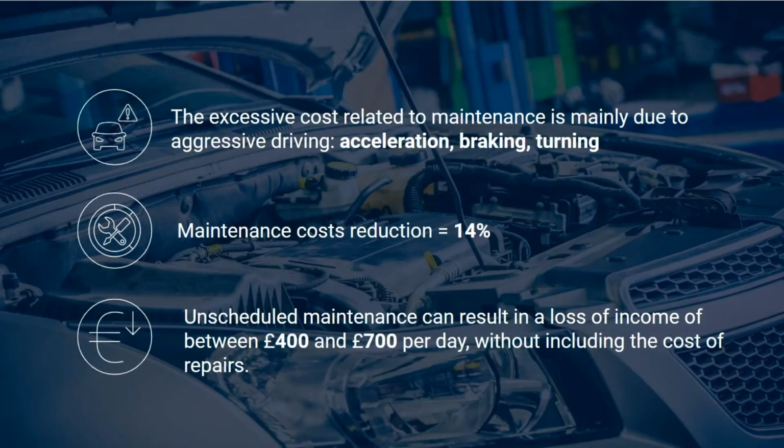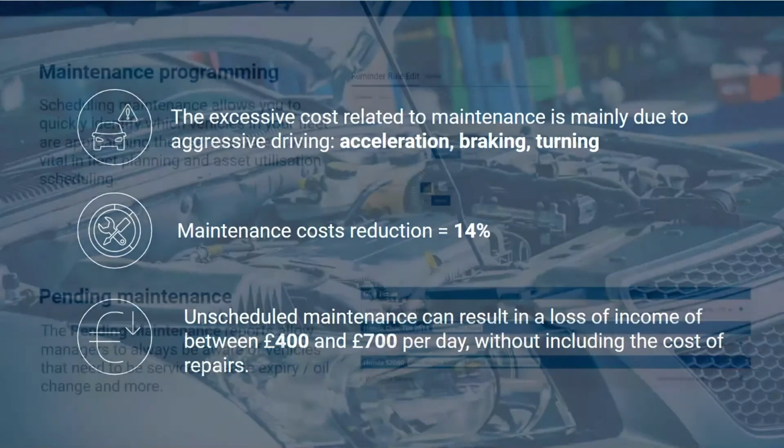So moving into maintenance, which is another area where we can find costs that we can control. In fact, maintenance was up to 14% in terms of cost control there. So for example, with unscheduled maintenance alone, we're estimating losses of between £400 and £700 per day without taking into account the cost of repair. So we're going to look now into two strategies to contain this cost.